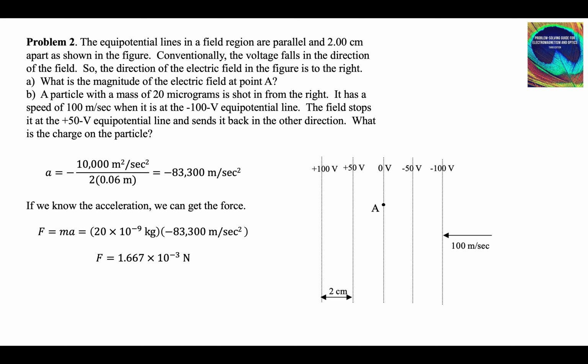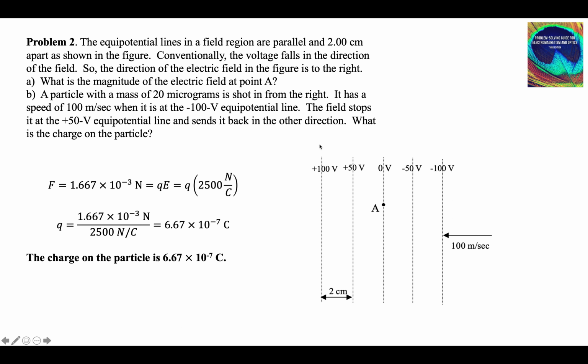If we know the force and we know the field, we can get the charge. F is QE. We calculated the field in part A. There's the force. There's the field, 25 volts per centimeter, which is 2,500 volts per meter, which is 2,500 newtons per coulomb. And we get exactly the same answer, not surprisingly. That's problem 2.